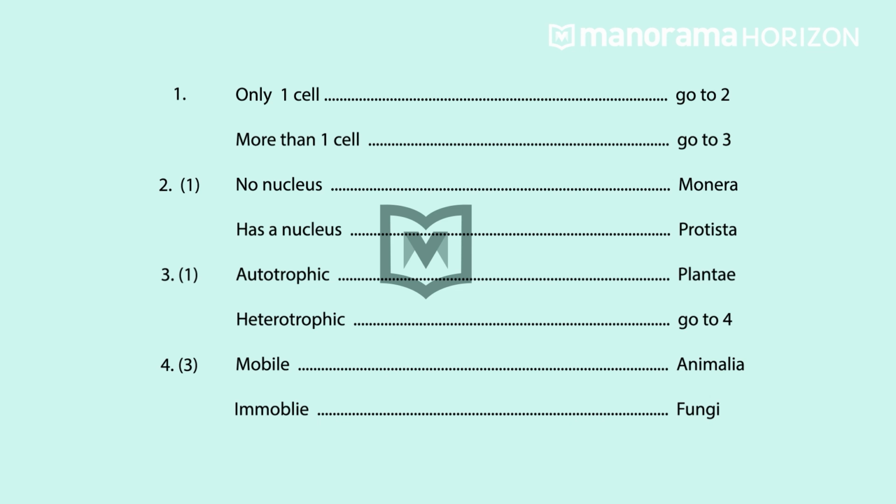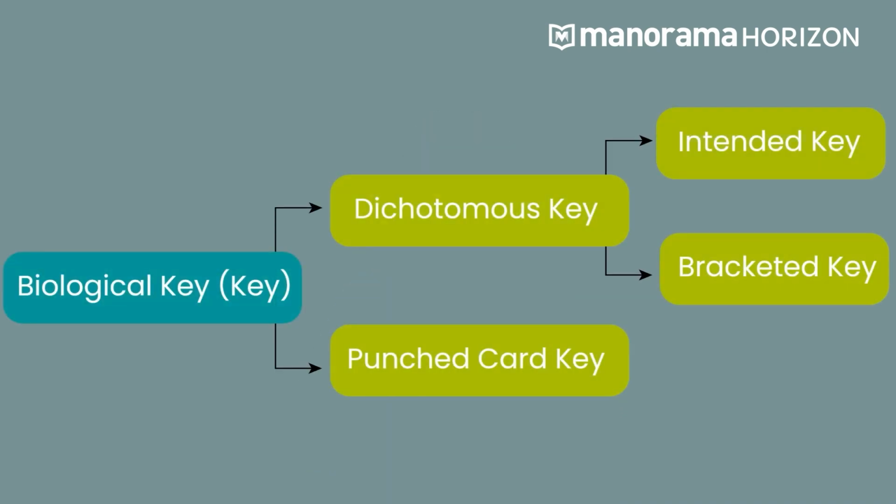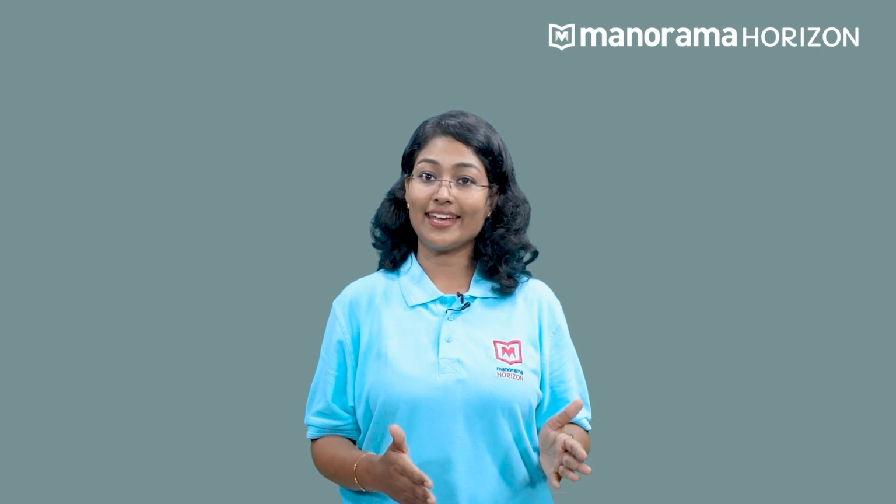In a key, a pair of statements is referred to as couplet. Each statement in the key is known as a lead. Once you have completed these steps, you arrive at the scientific name or the family name of an organism. For identification purposes, there are different taxonomic keys for each category. So far, we have discussed diversity, taxonomical categories, and different taxonomical aids which help in taxonomical studies.